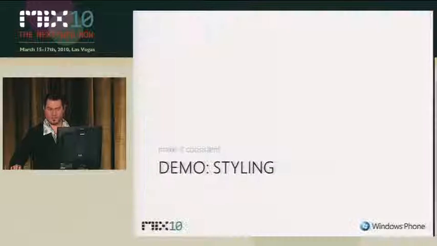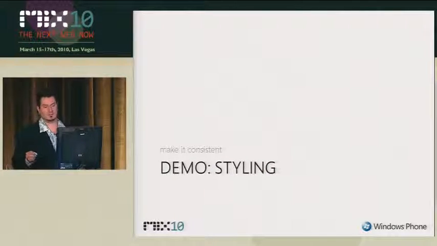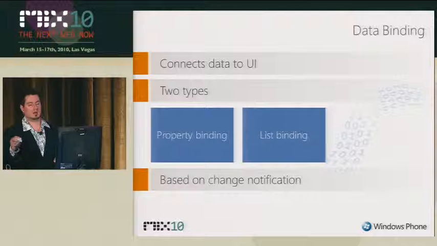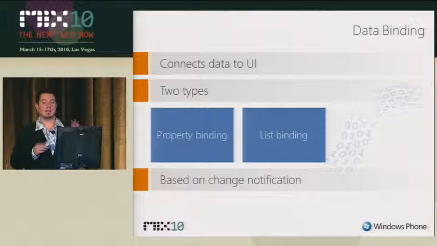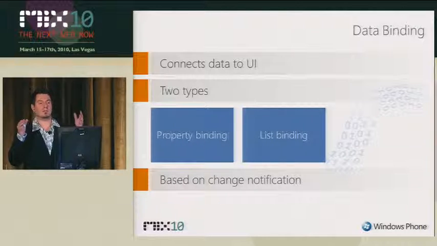So now that we have styling, data binding. Data binding is all powerful. Data binding, once you get it, will change how you do your UI. Data binding allows you to connect UI to UI. So like a text block to a text box. And you can have the text mirror automatically with no code.